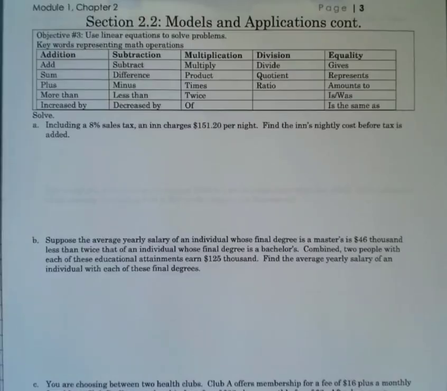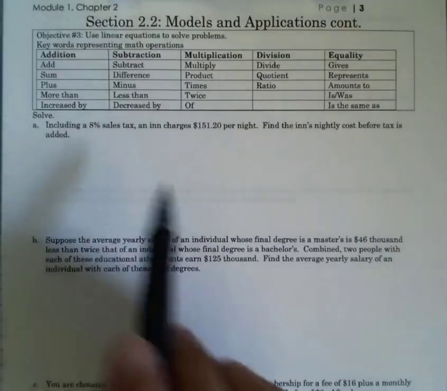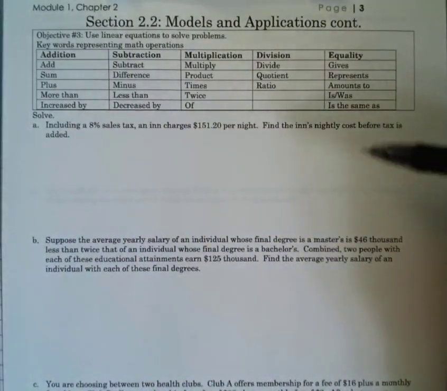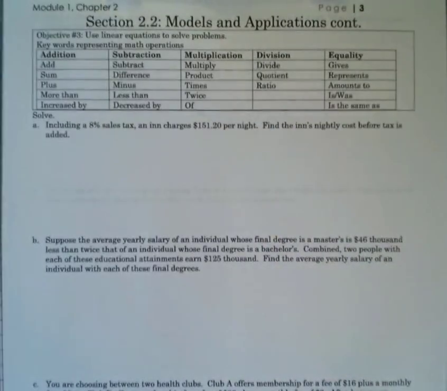It is a percent of increase problem is what it is. Now we have percent of increase and percent of decrease. And what that means is that the original number is going to be increased by a certain amount or decreased by a certain amount to get the final number. And any one of those three things could be your unknown. Your original number could be unknown. Your percentage that you're decreasing or increasing by could be unknown. The final amount could be unknown.